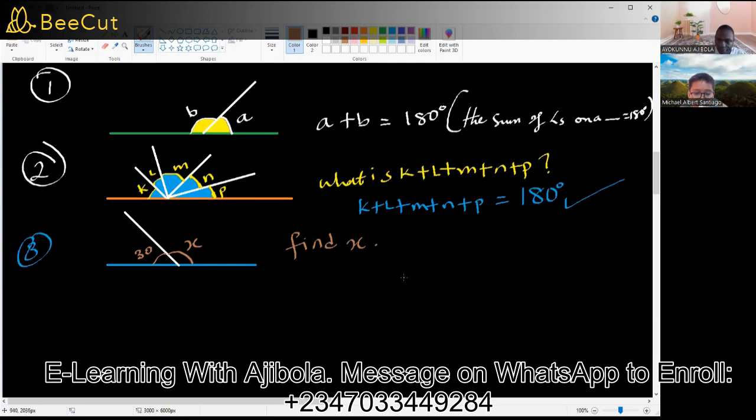X is, yeah. So you find X on the angle. Or let me label this angle P. So find P, find angle P. Fine. So what is the value of angle P?